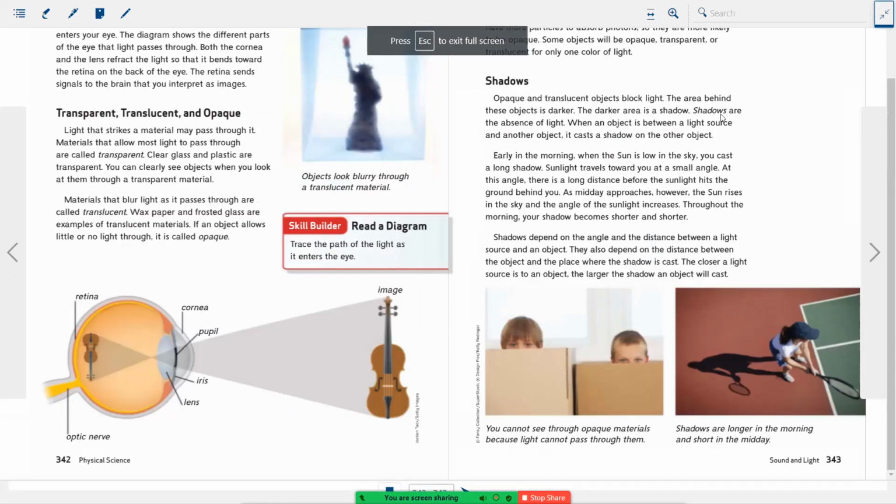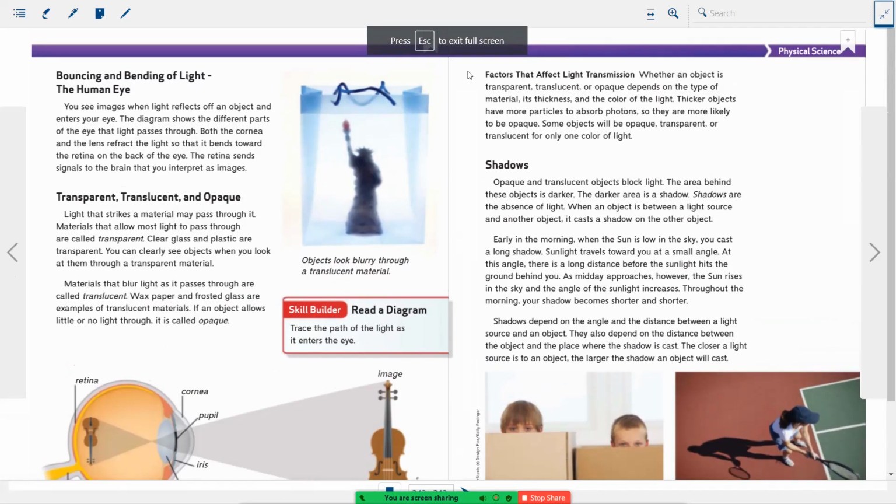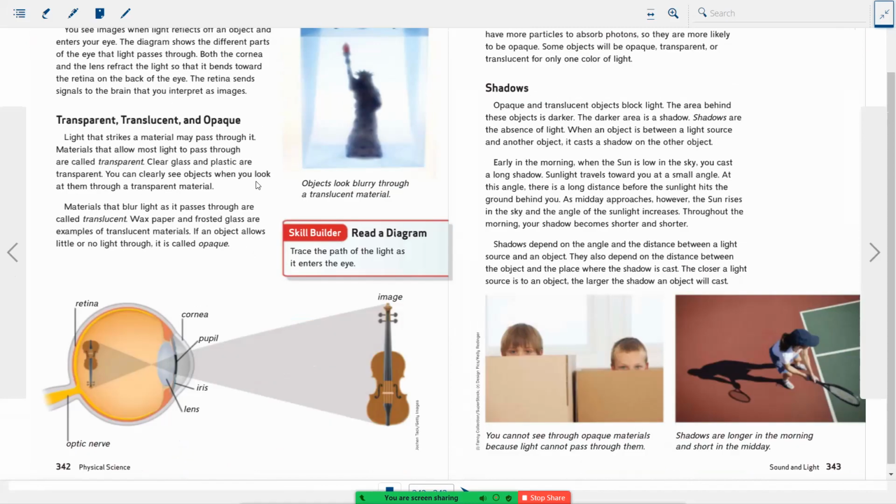and read about the bouncing and bending of light. You see images when light reflects off an object and enters your eye. The diagram shows the different parts of the eye that light passes through. Both the cornea and the lens refract the light so that it bends towards the retina on the back of the eye. The retina sends signals to the brain and that you interpret as images.